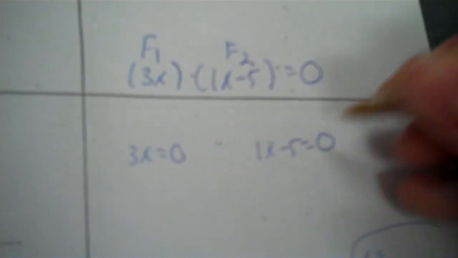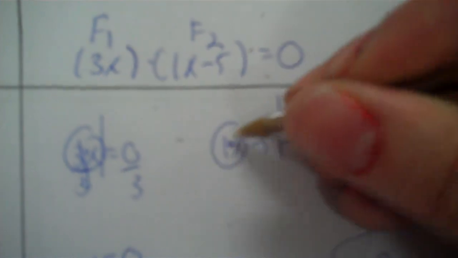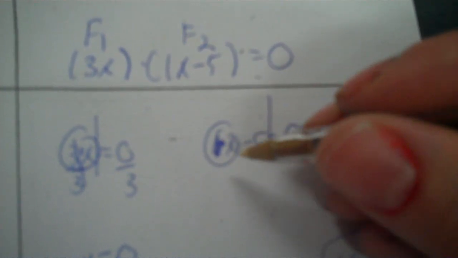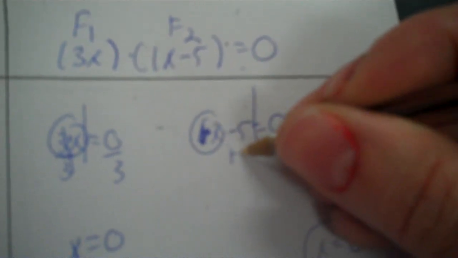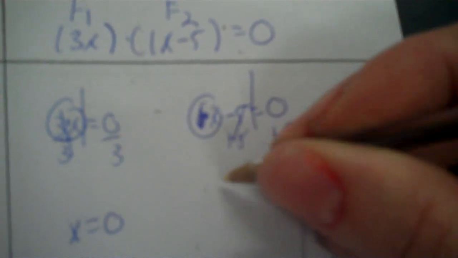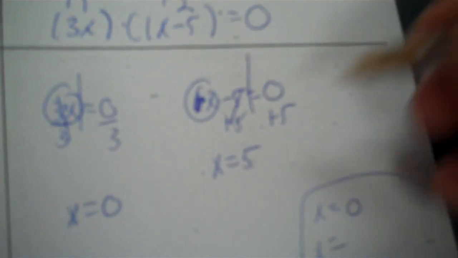So F1, F2. So 3x could equal 0, 1x minus 5 equals 0. Divided by 3, 0 divided by 3 is 0. Okay. Times 1, you ditch your 1, you don't need that. If it's a 2 times 2, you got to divide by 2, but dividing by 1 is kind of dumb. It doesn't really change an equation. 5 divided by 1 would still be 5. Okay.